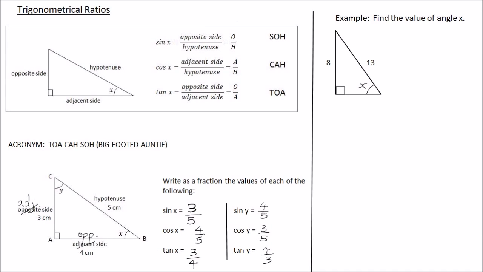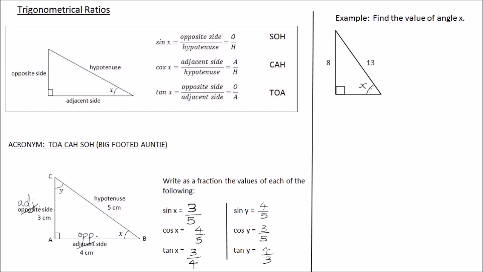Okay, now let's look at another example. We have this question here. Given this triangle, the side here is 8 cm and the side here 13 cm. We are asked to find the angle x. Now let's see how we can apply the formulas here to work out the value of x.